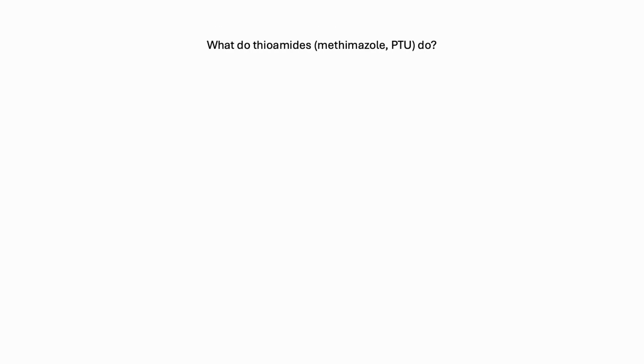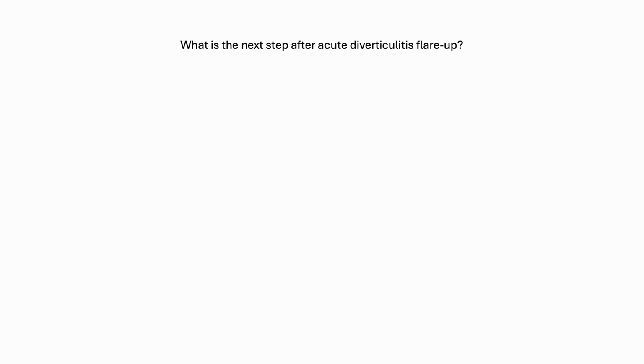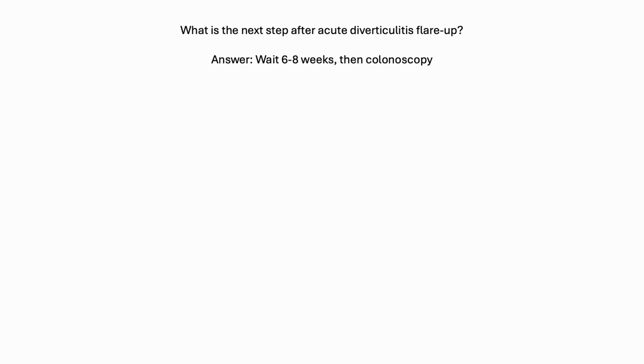What do thioamides do? These are your methimazoles and your PTUs. The thioamides will block thyroid peroxidase, which prevents iodine oxidation. What is the next step after acute diverticulitis flare-ups? Wait about 6 to 8 weeks and then follow up with a colonoscopy.